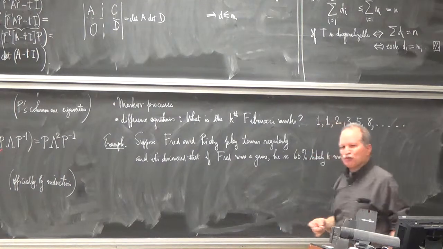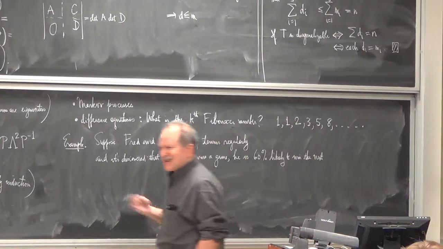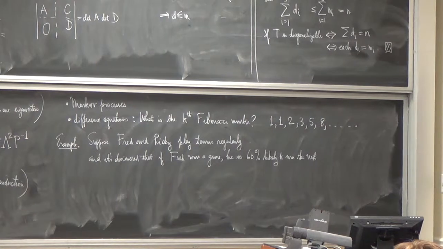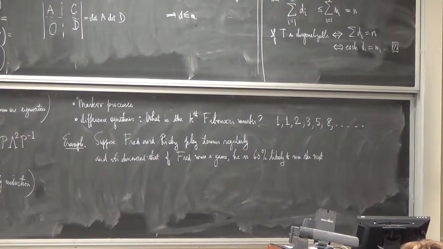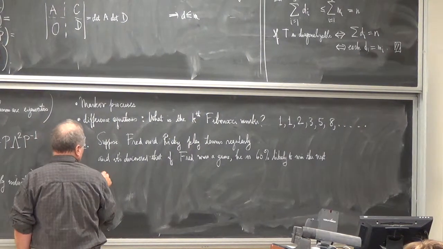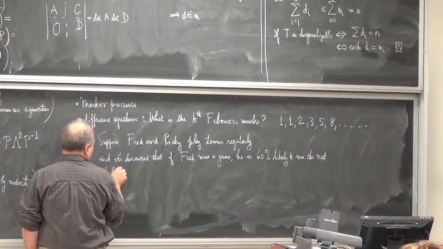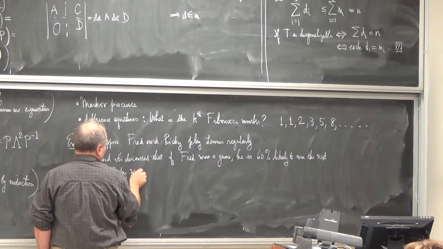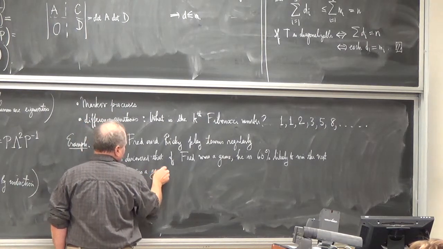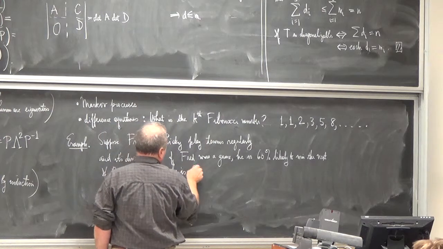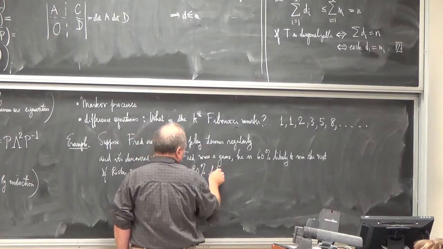And obviously 40% likely to lose the next. In tennis, there are no ties. On the other hand, if Ricky wins a game, he is 80% likely to win the next one. Ricky is?